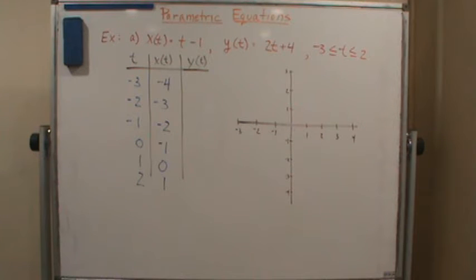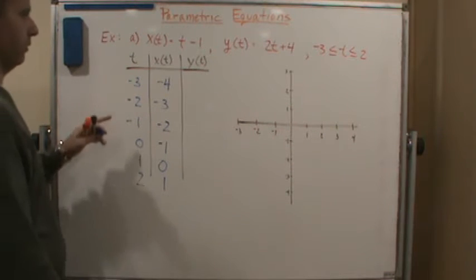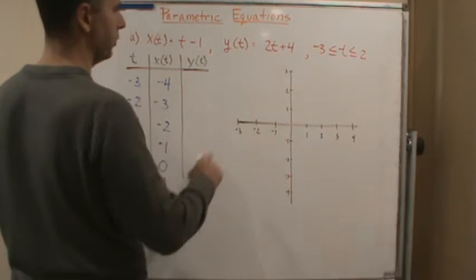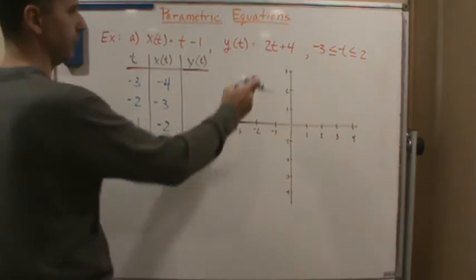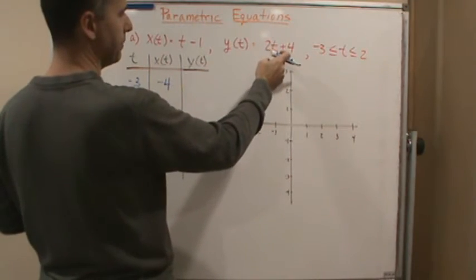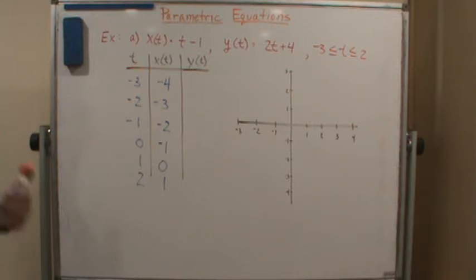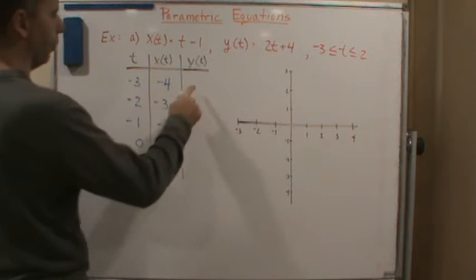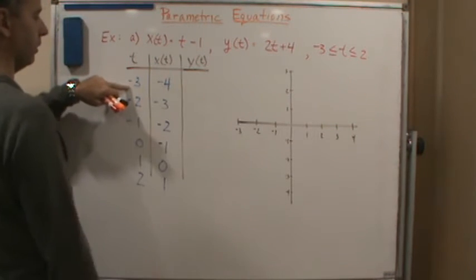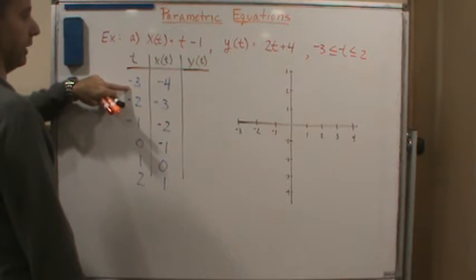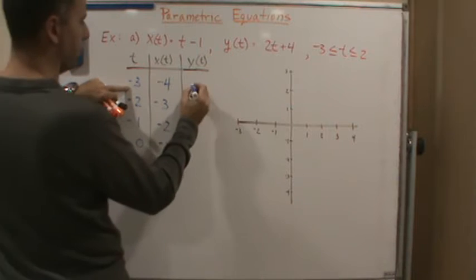Okay? Now what about y of t? Well, y of t is here, so if you want to factor out the 2, it just becomes 2 times the quantity t plus 1, or excuse me, t plus 2, right? So when we stick in -3, what do we get? -3 gives us -2.